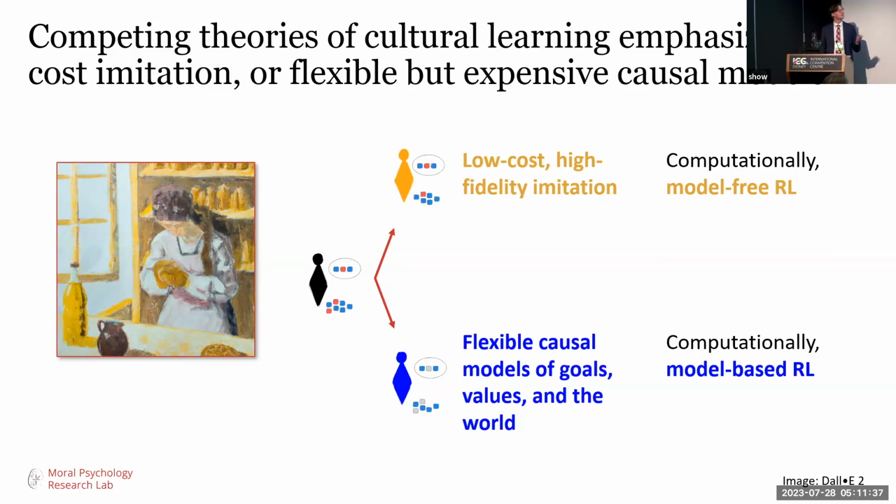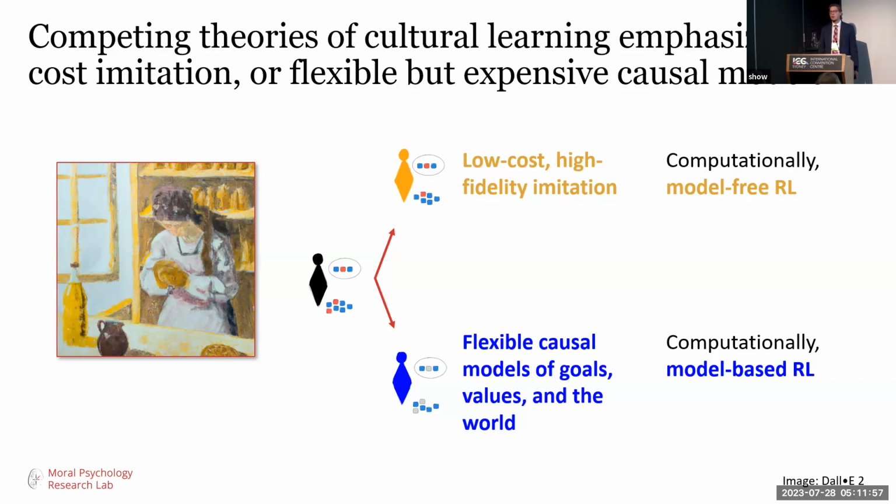One strand emphasizes imitation, in orange, copying behaviors precisely. One example is a baker's apprentice who's given an exact recipe of steps to follow. Computationally, this could be described as model-free RL. It represents action values, but not a causal model of why they're valuable. It's cheap, but inflexible when circumstances change.